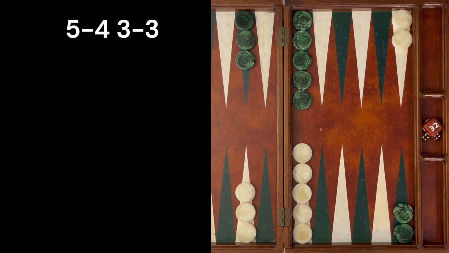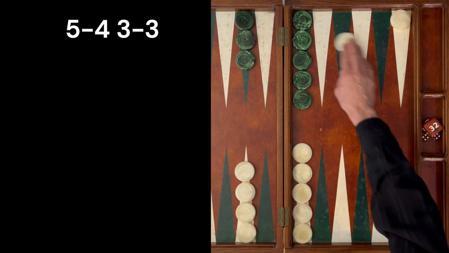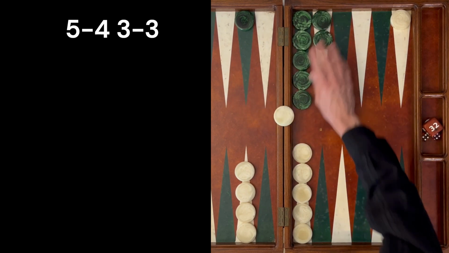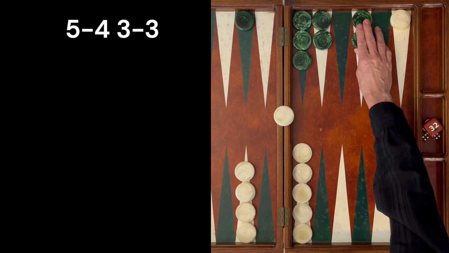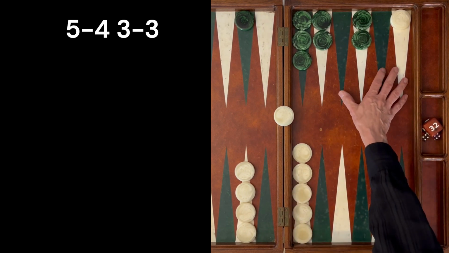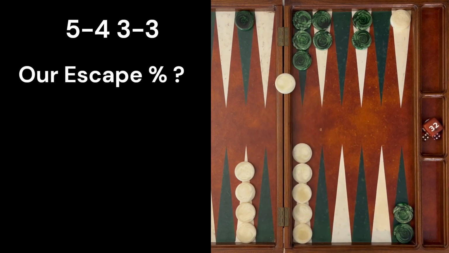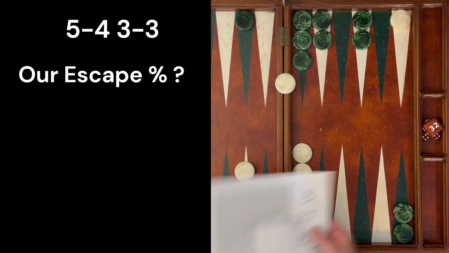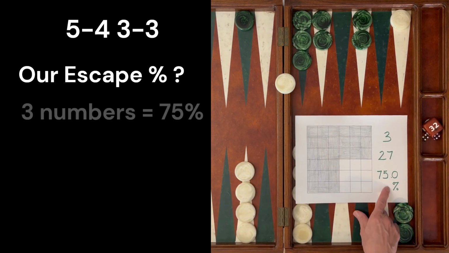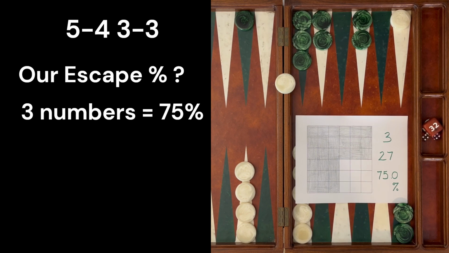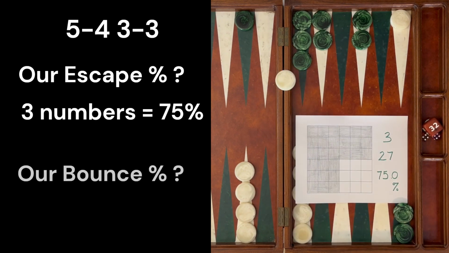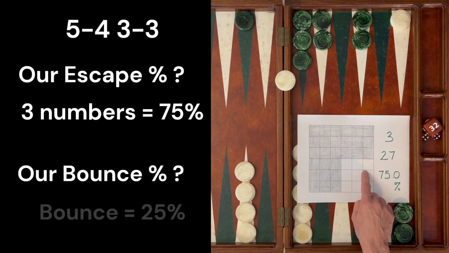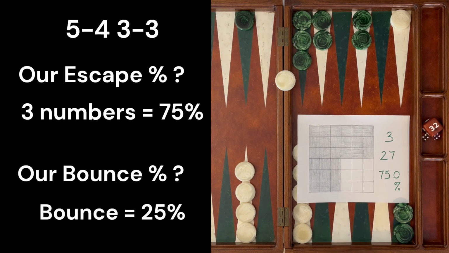In our next example, we win the opening roll, again, 5-4, and our opponent rolls 3-3. Great roll for the opponent. So we start to ask some questions. What percentage of the time do we escape this checker? We escape with any 1, 2, or 4, 3 numbers, and 3 numbers is 75%. What percentage of the time do we bounce and stay on the bar? If we escape 75% of the time, then our percentage for bouncing is 25%. Easy.